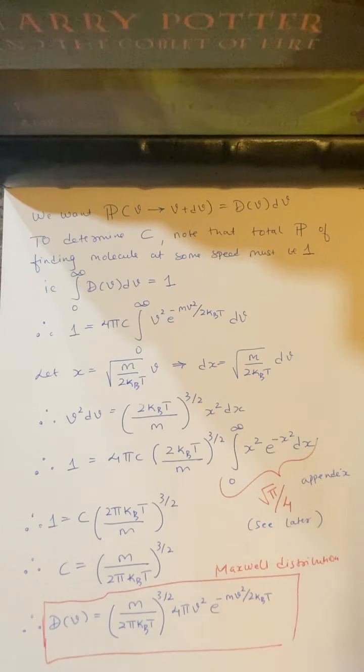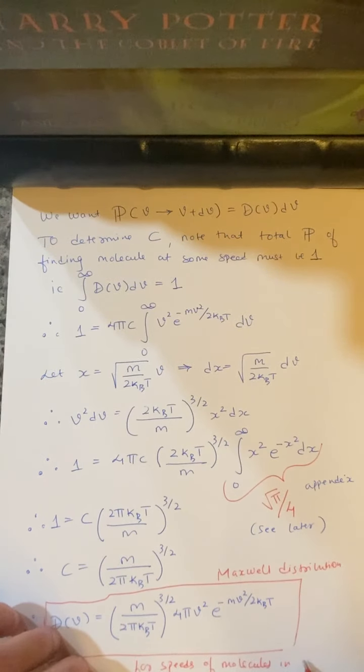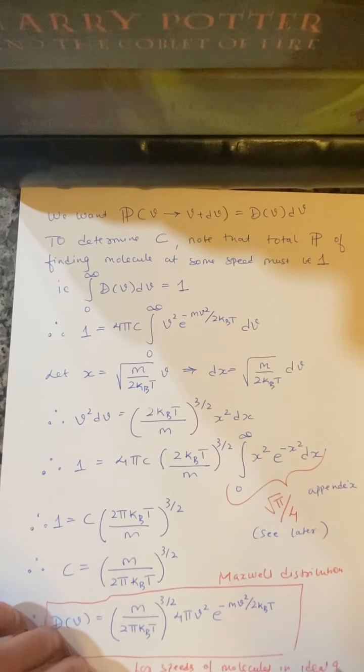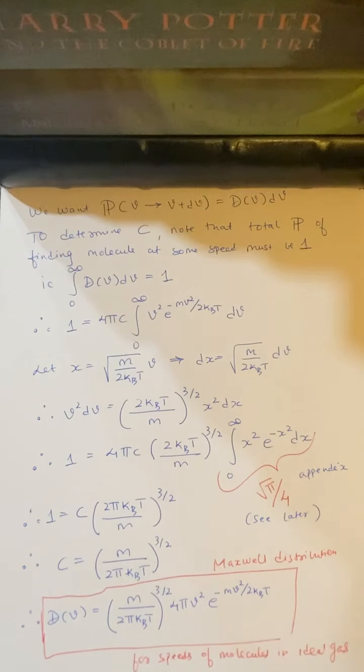And this is for speeds of molecules in an ideal gas. Don't forget, this is a very important part of the understanding that was initially developed by the work of, obviously, James Clerk Maxwell. But the idea is its application. There are a lot of different fields that can apply or use this knowledge.